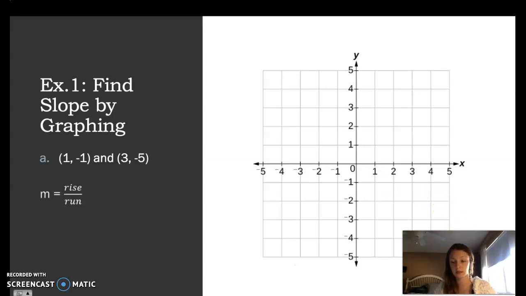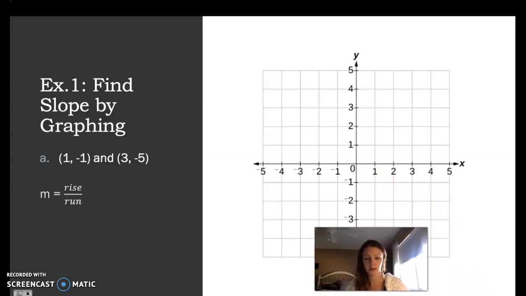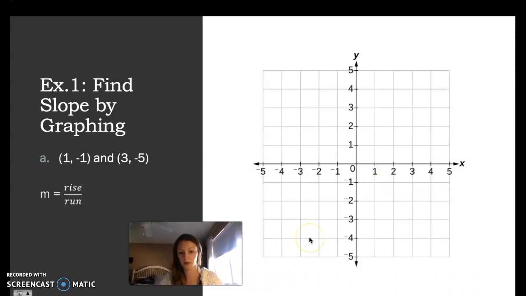Let's see, I might need to move this guy. Yeah, we're going to go over to the corner. Okay.